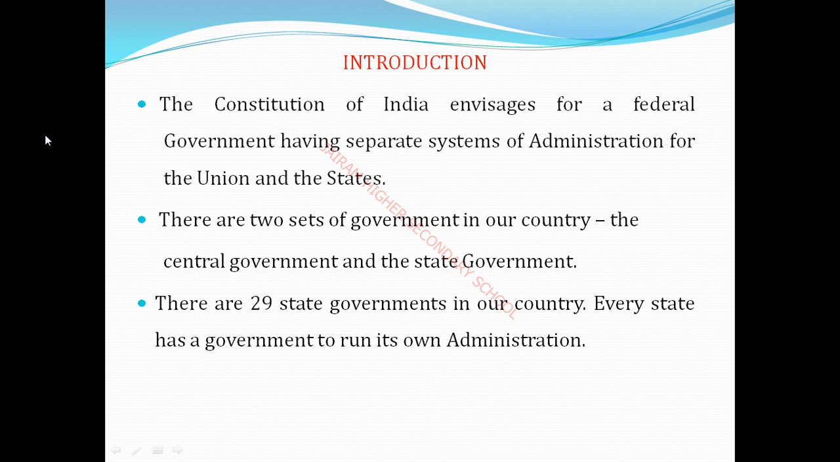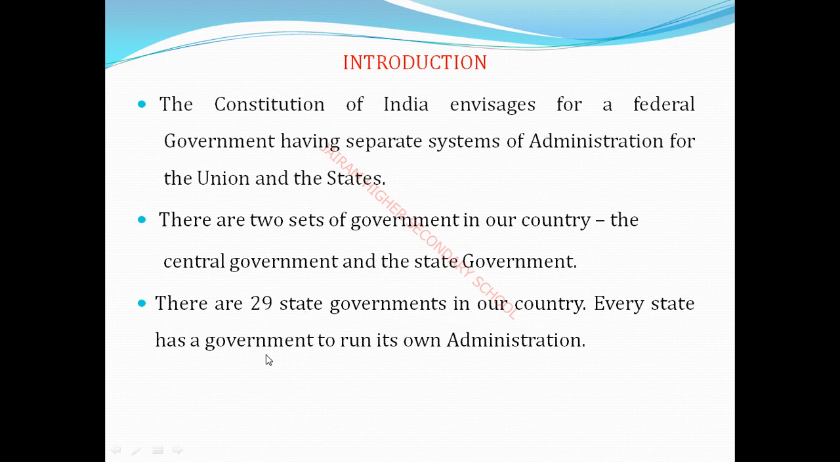The second sentence you have to know about already. We have seen the two sets of government in our country. One is the central government and the other is the state government. Central government is the union government. State government is the states that I have explained to you, the 29 states. Yes, there are 29 state governments in our country.